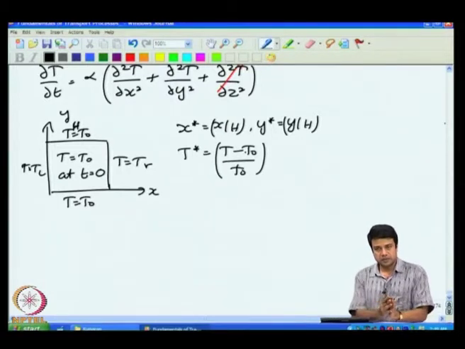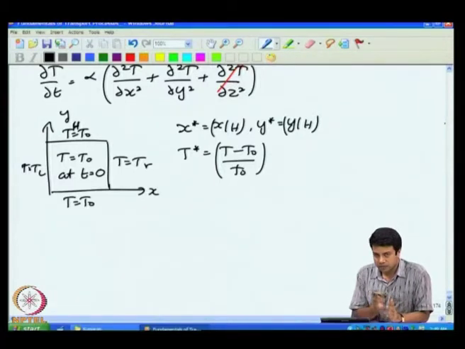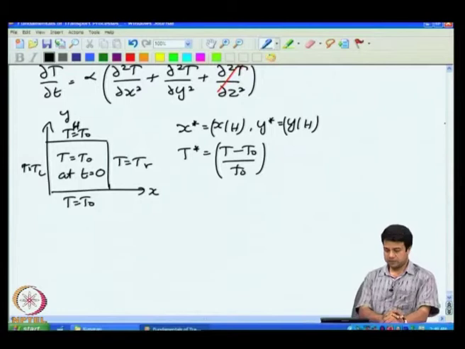Why am I doing this? Previously, when we discussed separation of variables problems, I said that we have to get homogeneous boundary conditions on at least two faces. If I define T star is equal to T minus T naught by T naught, then T star becomes 0 at the bottom and the top, and therefore, I get homogeneous boundary conditions. We will see the importance of this a little later.